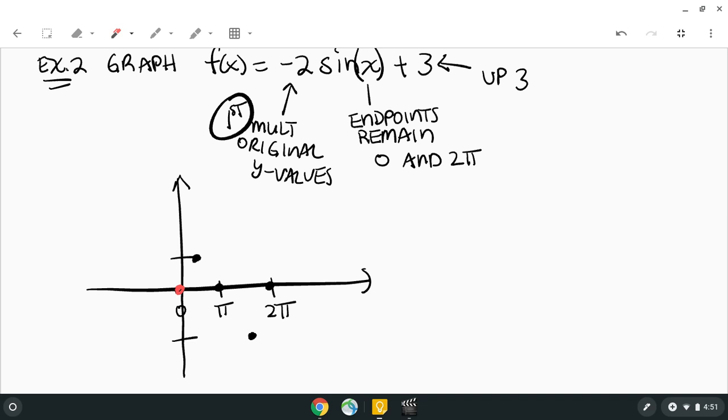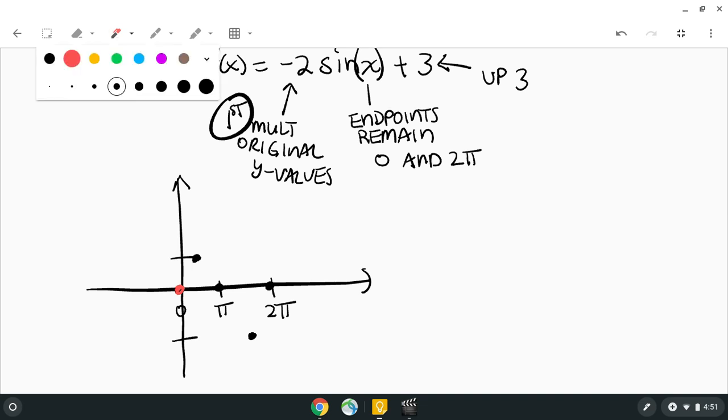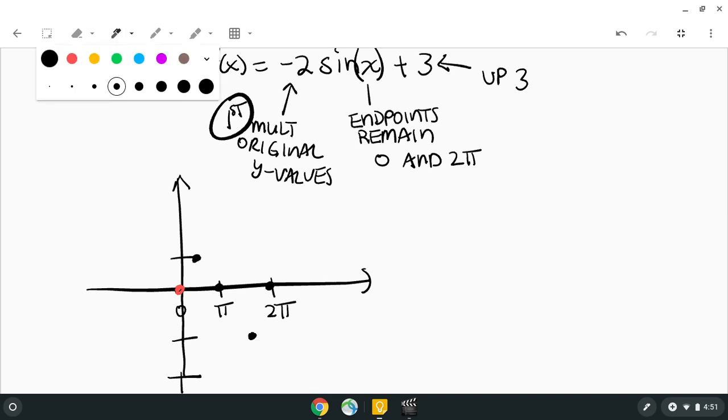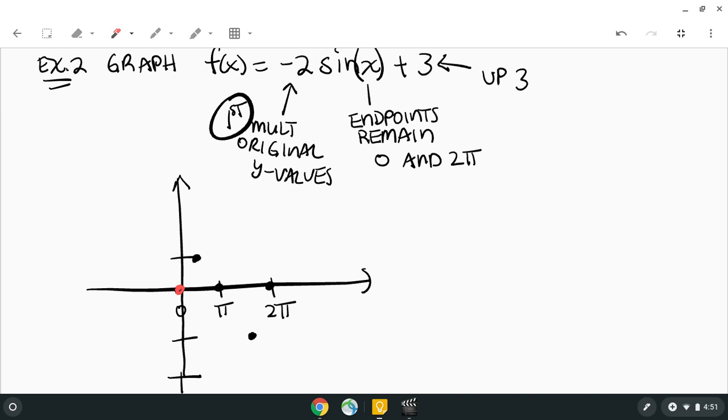Multiply the y values by -2. Here I'm going to use a different color. Let's use red. 0 is the y value here for this first point, so 0 times -2 is still 0. The second point up on top, the y value is 1, so 1 times -2 is -2. So I need to plot it down here, -2 way down here.